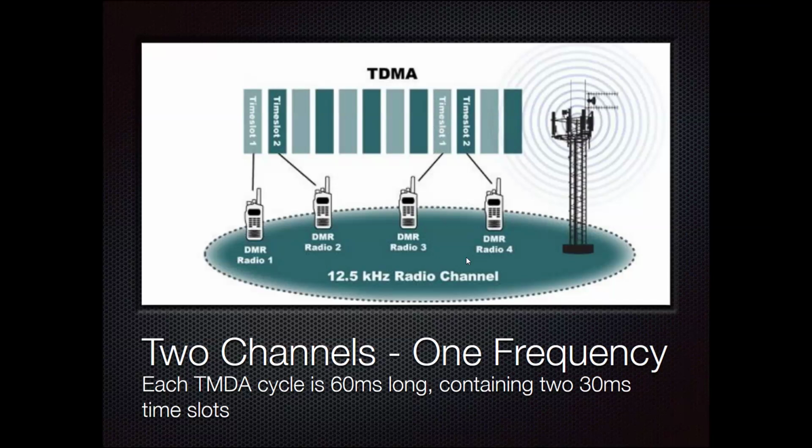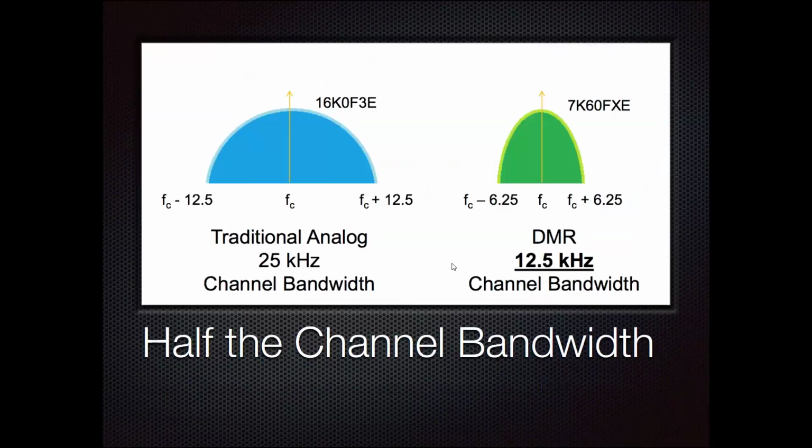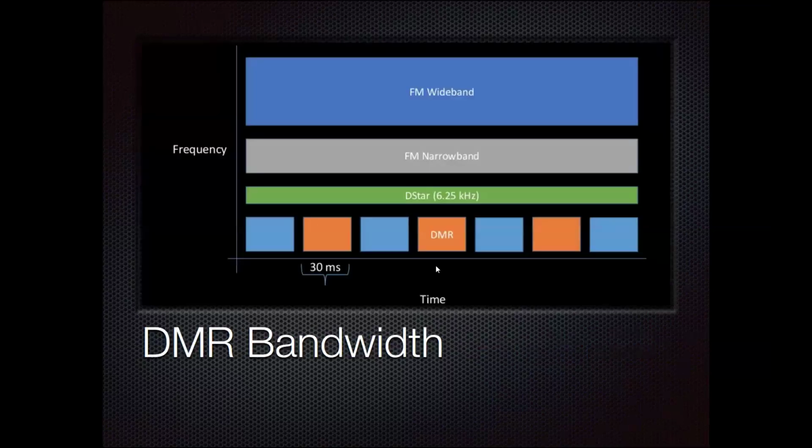Simplex will go that distance, but a repeater won't. Just kind of extra information there. And this kind of explains your traditional 25 kc analog transmission versus your 12.5 kilohertz spectrum for the DMR signal. And that's another representation of it.